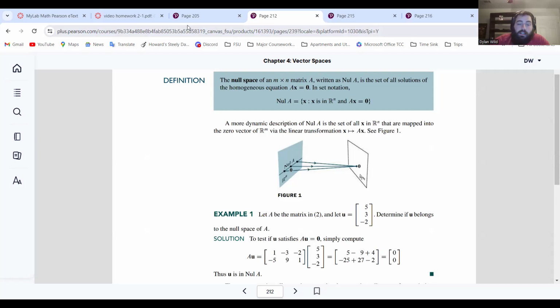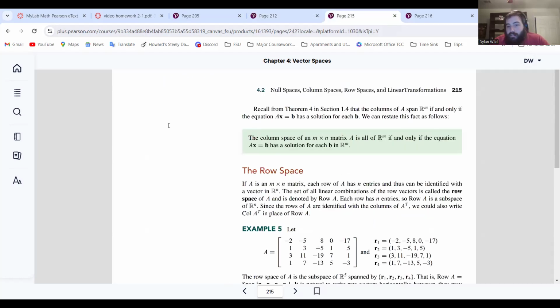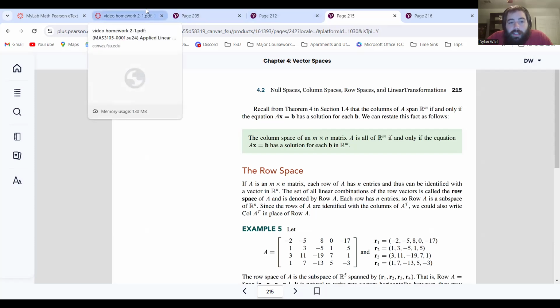Now, let's talk a little bit about column spaces. A column space of an m by n matrix A is all of the mth dimension if and only if the equation A times x equals b has a solution for each b in Rm. Again, a lot of math terminology there, or kind of generalizations. The main thing, again, picking up on the geometry, is now we're going off the number of rows.